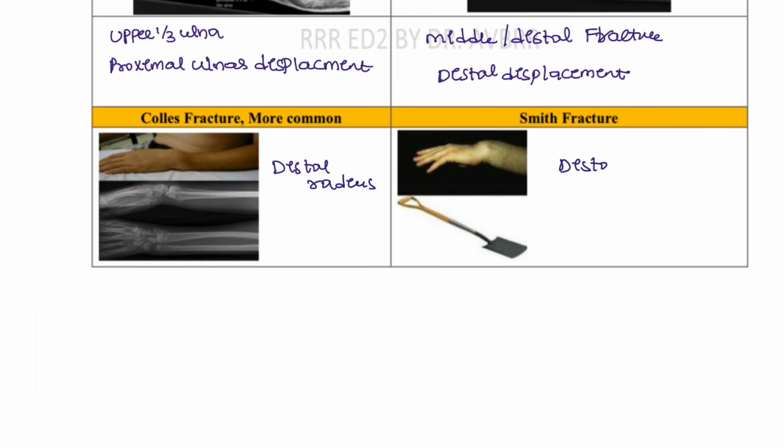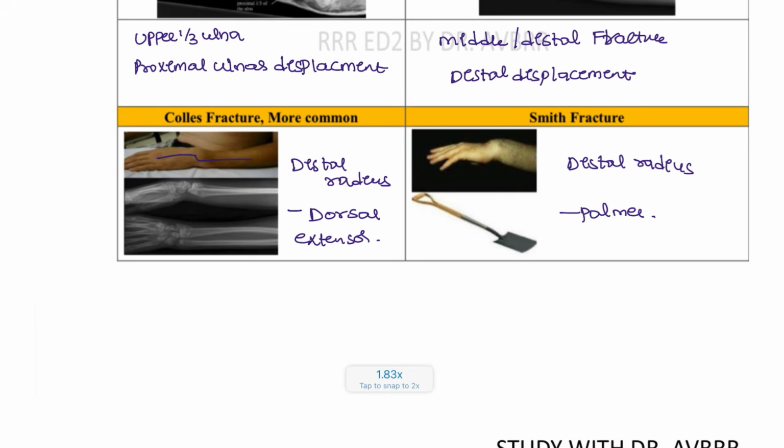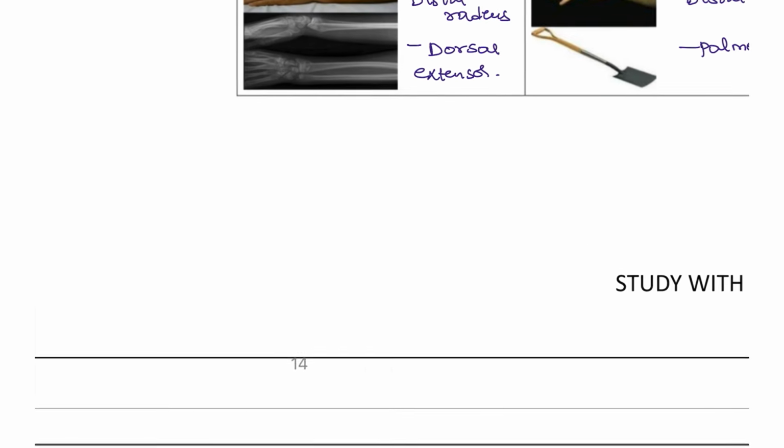Also it will involve the distal radius fracture. But the displacement will be different: this will be displaced on the dorsal side, the extensor side, whereas this will be displaced on the palmar side. You are going to see the Smith fracture. These are the two differences that you have to remember, right?